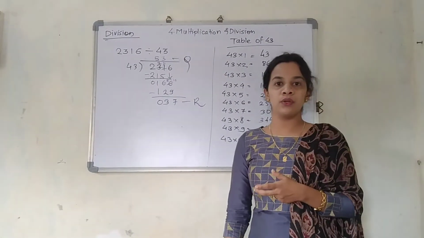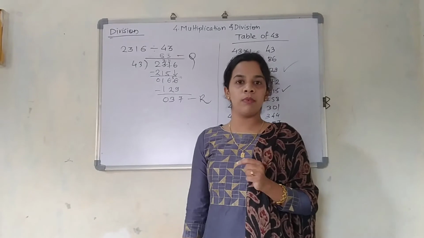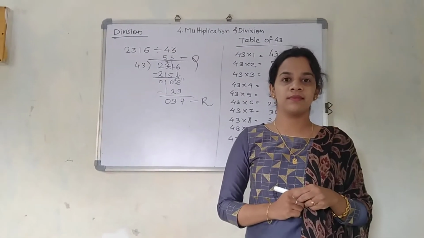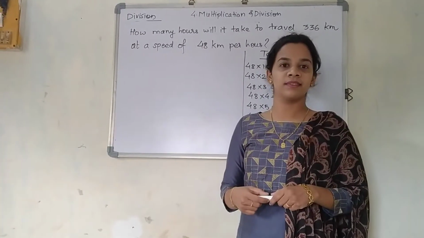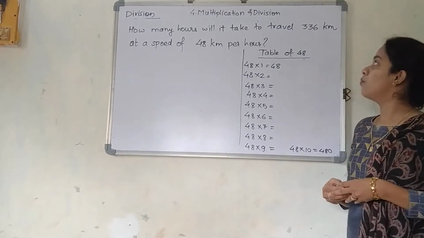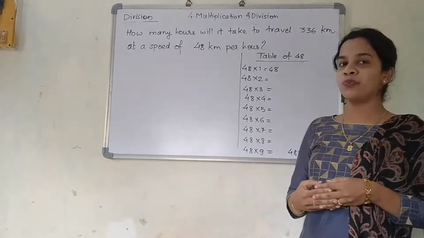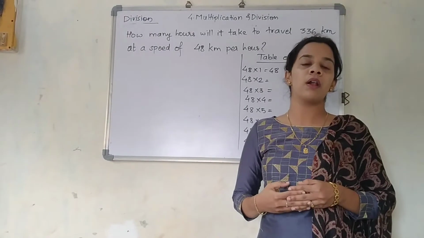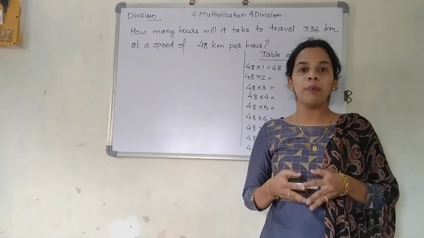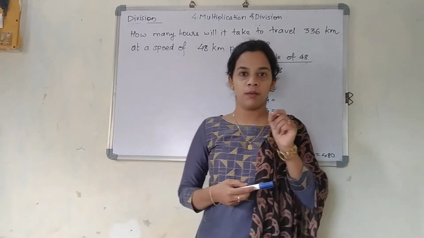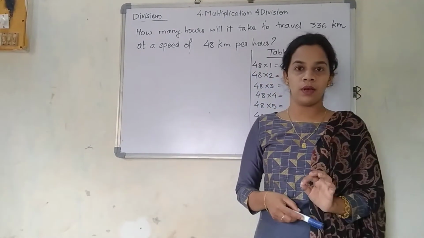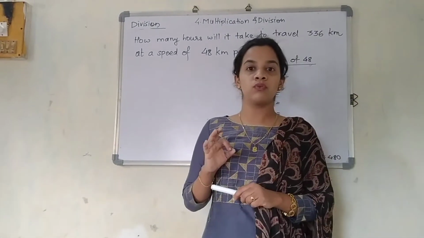So I hope you have understood this part. Now one more word problem we are going to see from this lesson. Okay, so now see the word problem. How many hours will it take to travel 336 km at the speed of 48 km per hour? Always remember, if the question contains words like per, each, one, you are supposed to divide it.